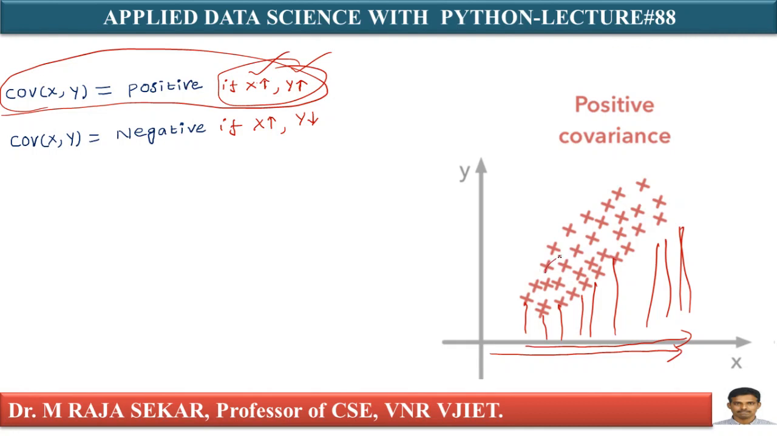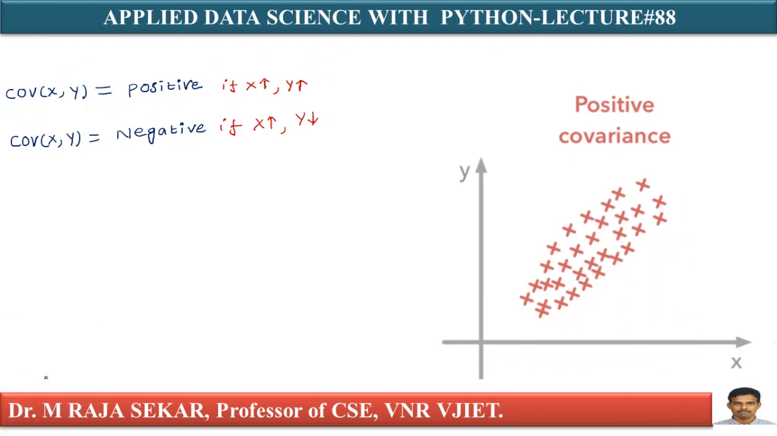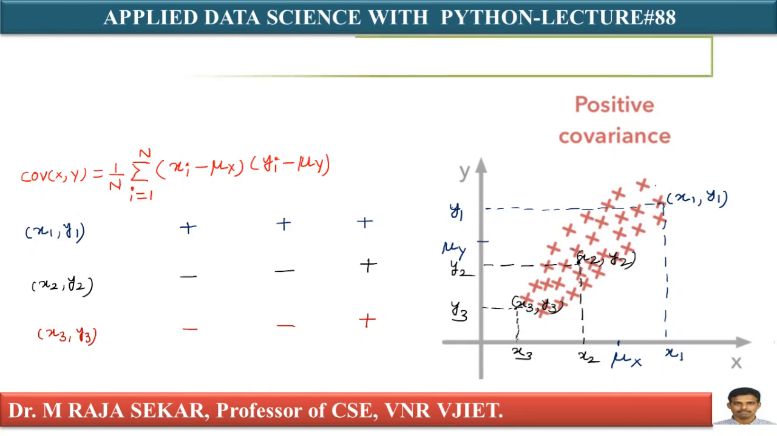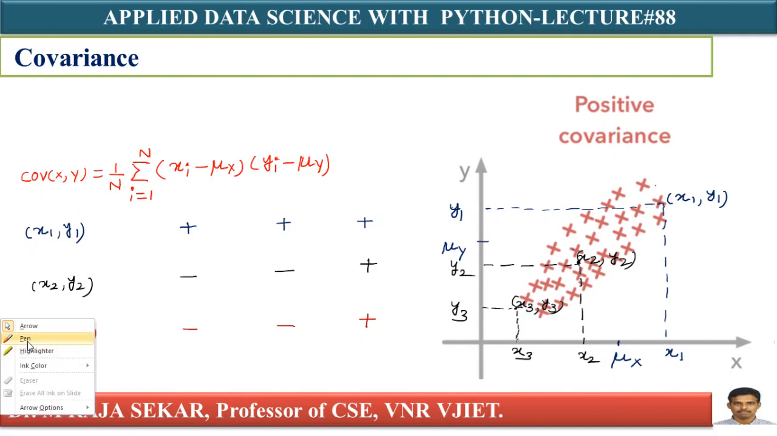Therefore, if I have a pattern like this, I can understand that it is a positive covariance. We will try to understand this with geometrical interpretation. How will it be? Just see this geometrical interpretation. Let me say this is my formula.